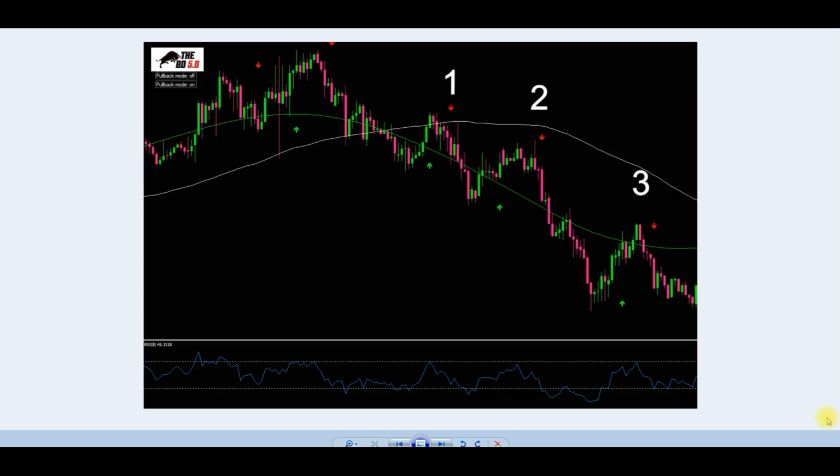Hi everyone, so in today's training session we're going to be going over the BD 5.0 and price action, showing you how the BD can be your building blocks for success when learning price action.